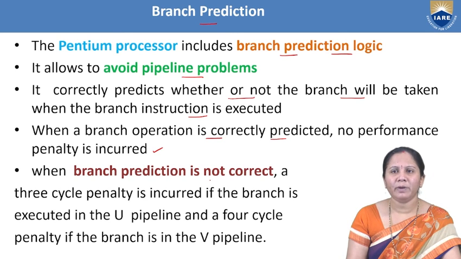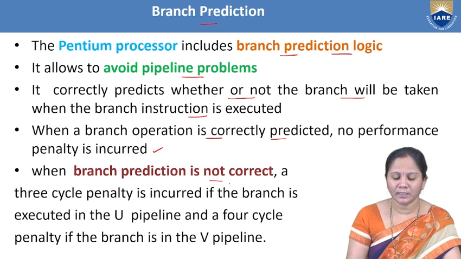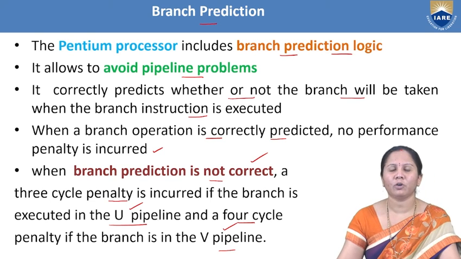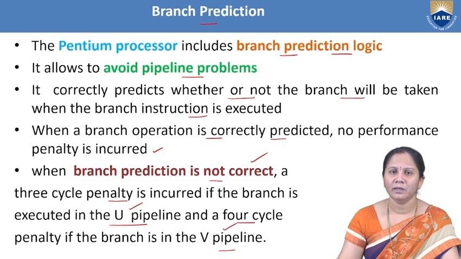When branch prediction is not correct, a 3-cycle penalty will occur if the branch is executed in the U pipeline. And if the branch is executed by using the V pipeline, a 4-cycle penalty will occur. So if the branch is predicted properly, no problem. If the branch is not predicted correctly, these types of problems will occur in the U pipe and V pipe, because these are the two units that perform pipeline execution.